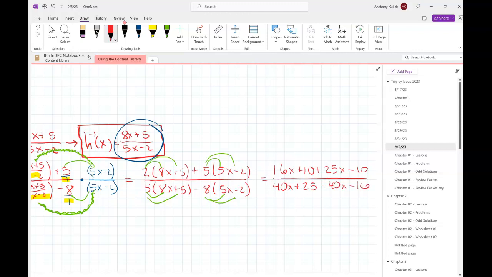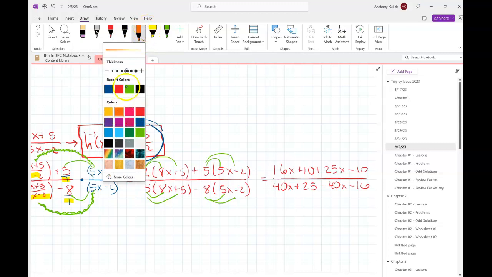Does that all look good to you guys? Everybody agree that looks good so far? No mistakes? Jake? -8 and -2. Positive 16. Yeah, very good.